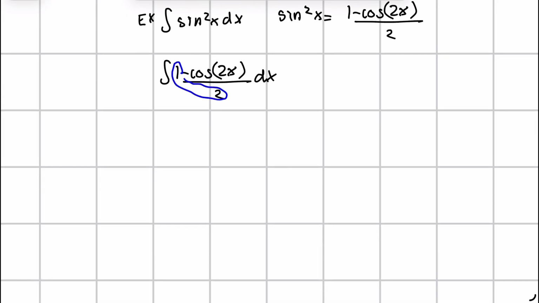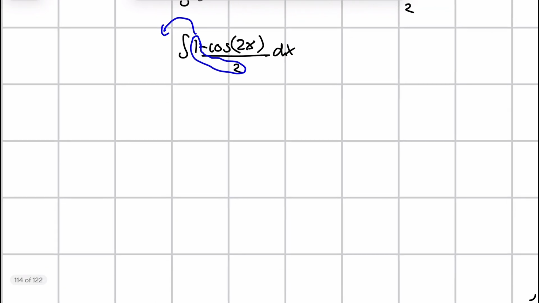So we have this 1/2, right? We can move that to the outside, but we still have a division by 2. So we have 1/2 out here times 1 times dx, so 1 times dx minus 1/2 times cosine 2x, I mean.